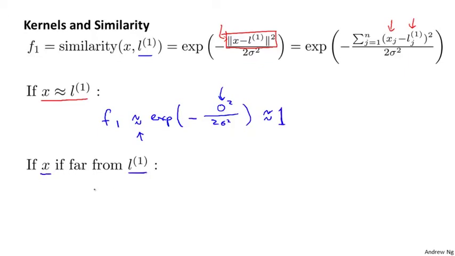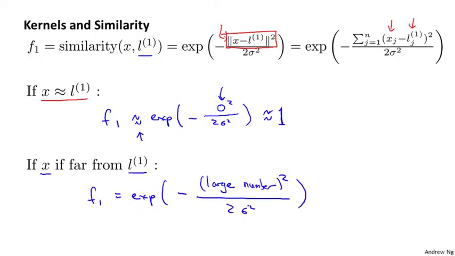Conversely, if x is far from L1, then this first feature, f1, will be e to the minus of some large number squared divided by 2 sigma squared, and e to the minus of a large number is going to be close to 0. So what these features do is they measure how similar x is to one of your landmarks. The feature f is going to be close to 1 when x is close to your landmark, and close to 0 when x is far from your landmark.